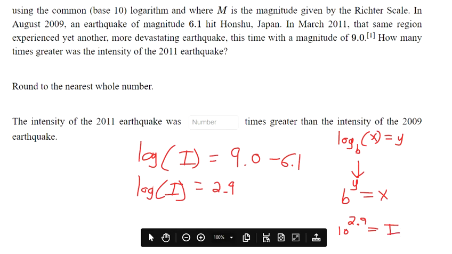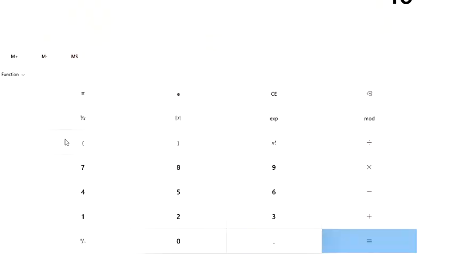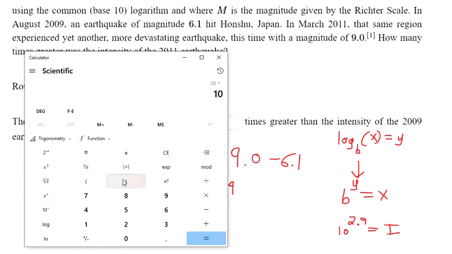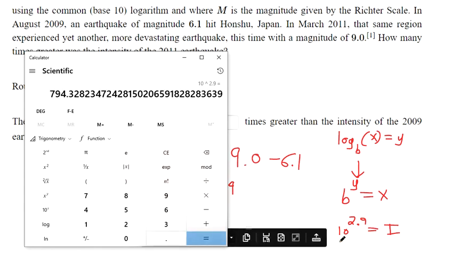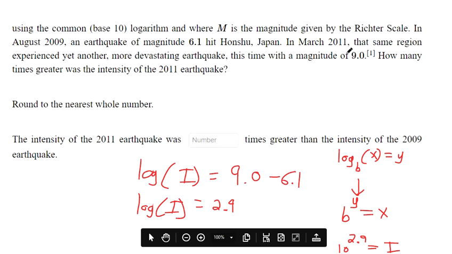So if you use a calculator for this, 10 to the 2.9 power, you get 794. It asks us to round to the nearest whole number, so we're going to say the intensity is 794 times as much. Okay? And that's because you can't just divide these two or something fancy like that.